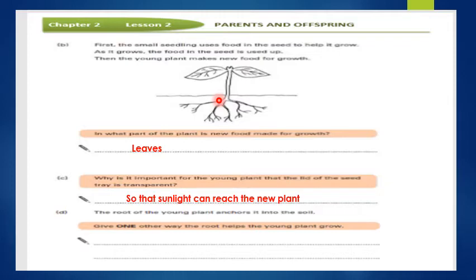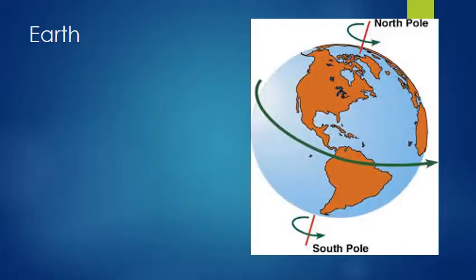The next question is: the root of the young plant anchors it into the soil. So this is one of the main jobs of the roots. Give one other way the root helps the young plant grow. I think it's very obvious and very easy. It absorbs water and nutrients from the soil.